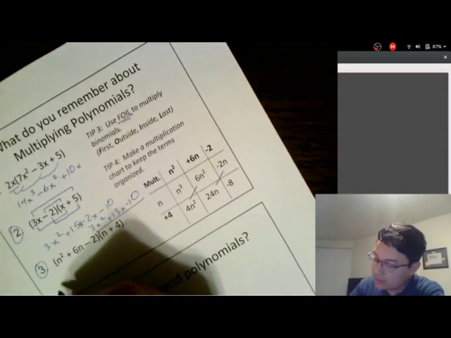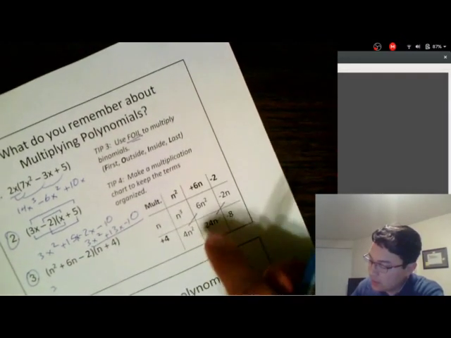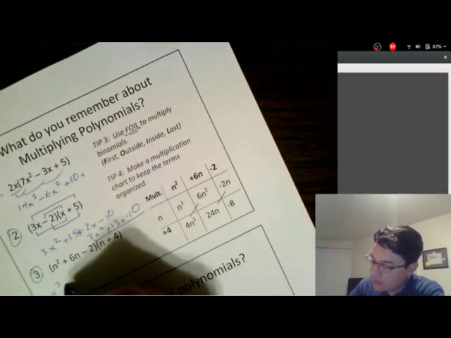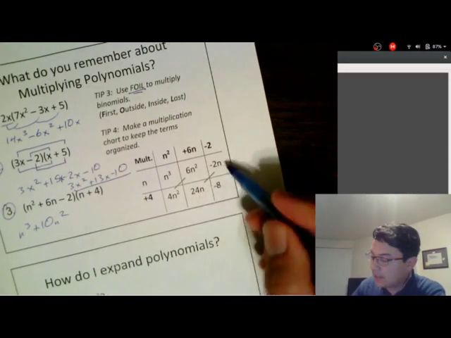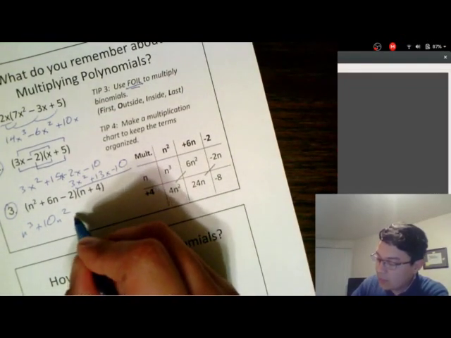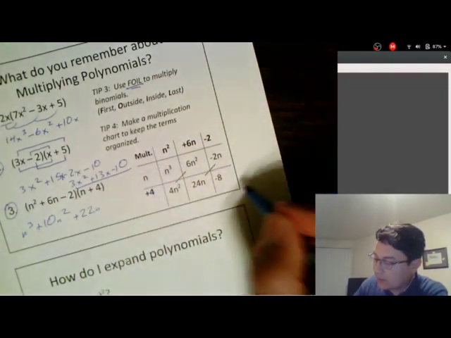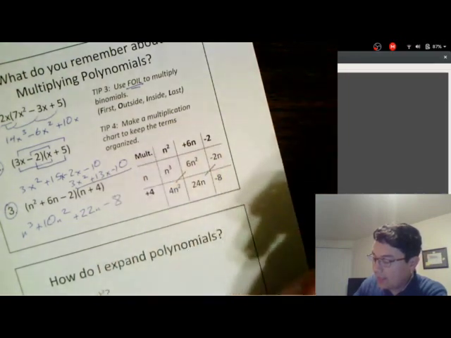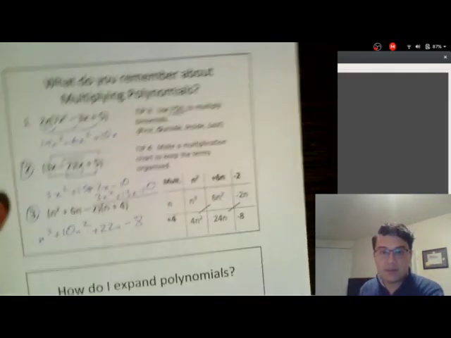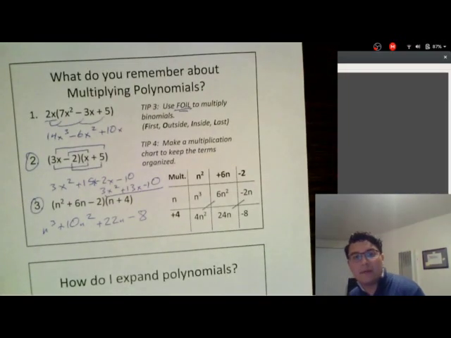So if I combine all of these together, I will get n cubed, with the n squareds combined here to give us 10n squared, and then the n's combined together here to give us 22n, and then a minus 8 at the very end. So there we go. There's our first three examples for multiplying polynomials.